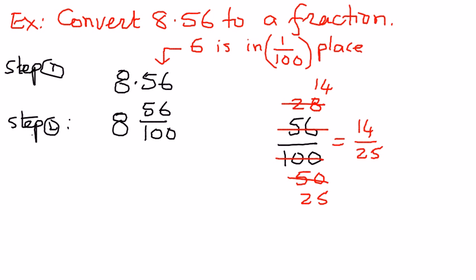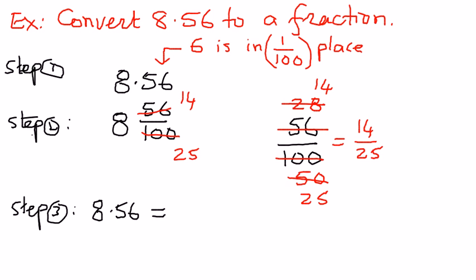So therefore we can come back here and write this as 14 over 25. So therefore in step number 3, we can now say 8.56, a decimal number, can be written out in a fraction format as 8 and 14 over 25. Instead, we have written it out in terms of a mixed number. 8 is a whole number and 14 over 25 is in a fraction format.